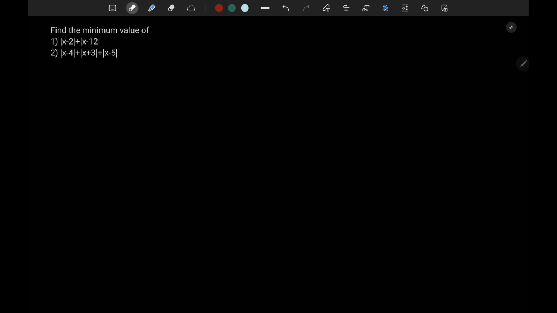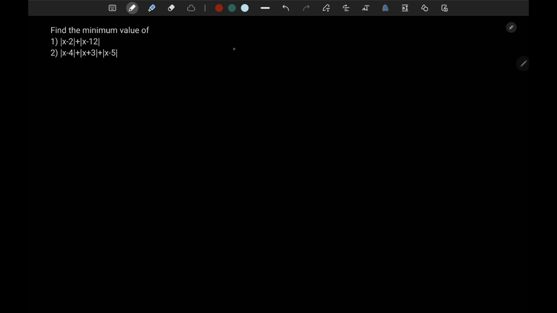This is day 3 of the series I am going to continue, and this time I have a problem on algebra. So let's get started. The problem is on your screen and it says find the minimum value of two algebraic functions given in X and containing modulus. So let's see how we can solve such problems.